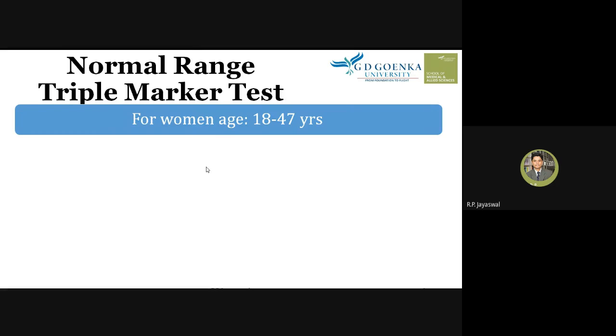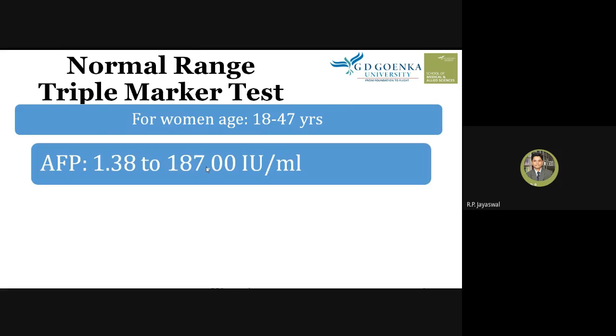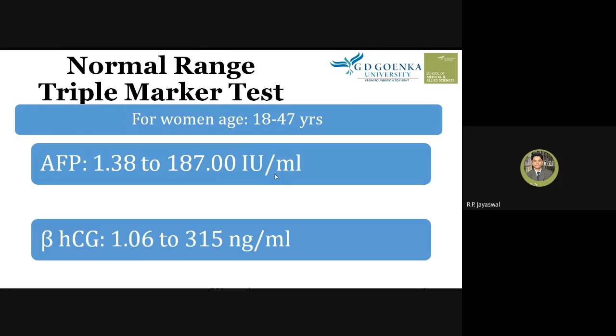The reference range for women is between 18 to 47 years old. And the test parameters, the first one is the AFP, alpha fetoprotein. The normal range is 1.38 to 187 international unit per ml. So this is the first parameter in the triple test, alpha fetoprotein.